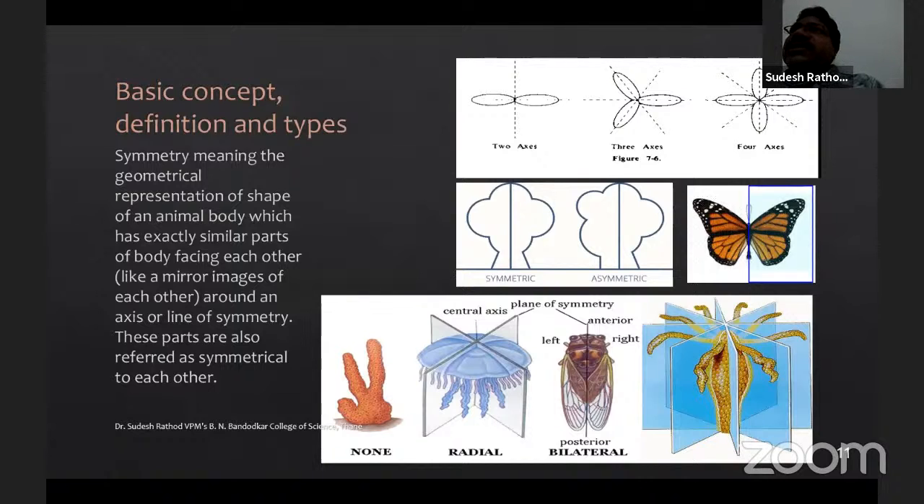And now why is the name radial there? Radius is nothing but a line drawn from the center to the periphery of a circle. You can draw an enormous number of radii on a circle, but that is not possible on hydra. Because it is divided along only 8 axes, it is known as octamerous radial symmetry. Okay, next slide, please.